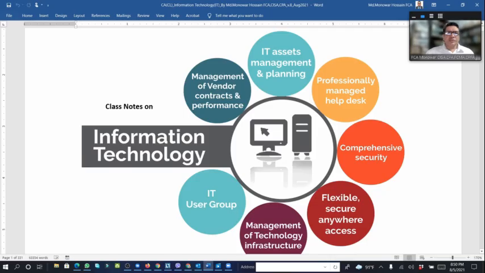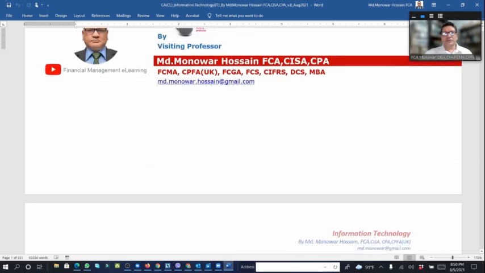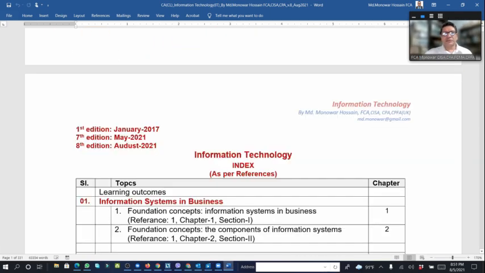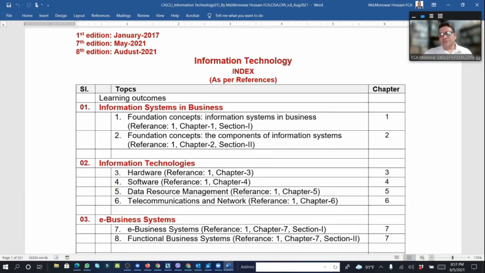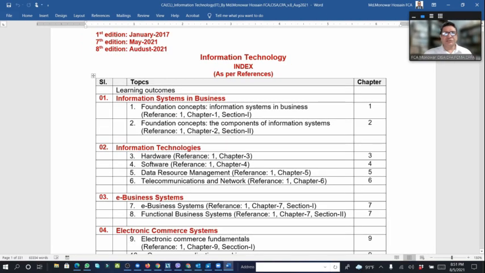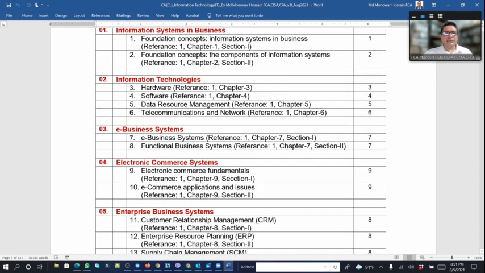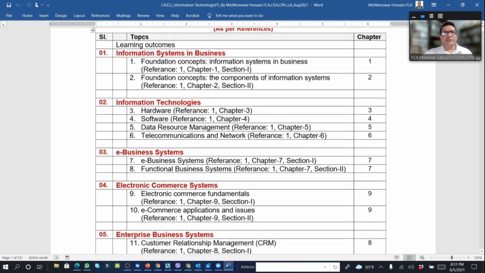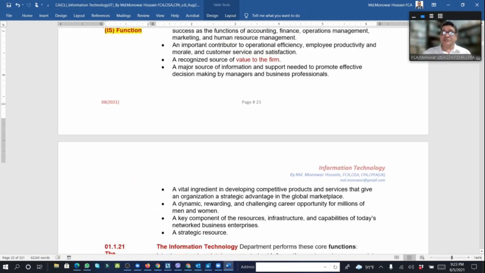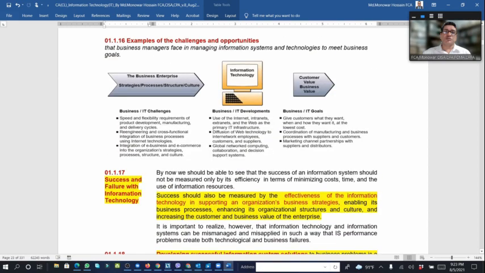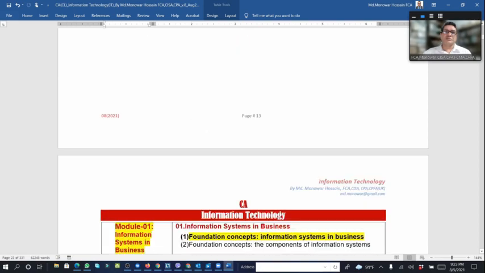If we see our information technology papers, we know it's 50 marks, and here we have 5 topics, 5 chapters, or you can say 5 modules. This is the first chapter, point 1. Here, the basic thing is information system.